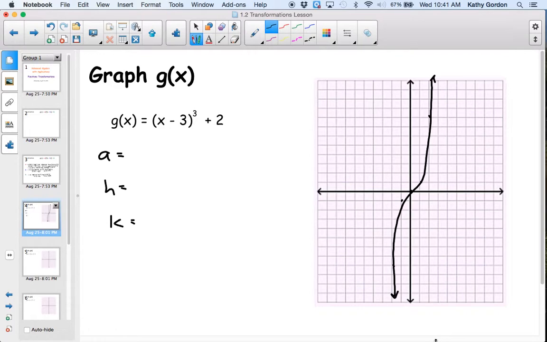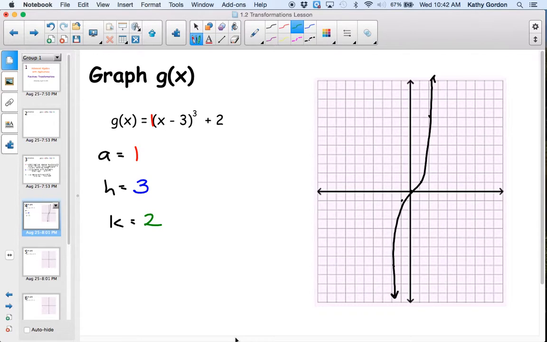Okay? Now, what's the A value that I have here? 1. Because there's nothing out here in front, so we assume we must have been multiplying by 1. What is the H? 3. What is the K? 2. Okay? So, we don't have to do any stretching, shrinking, or reflecting if A is just 1. Right? All of that happens if it's not A equal to 1.